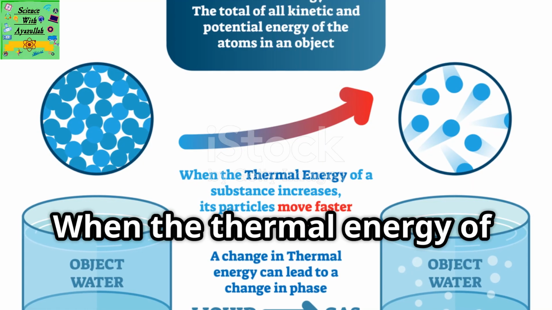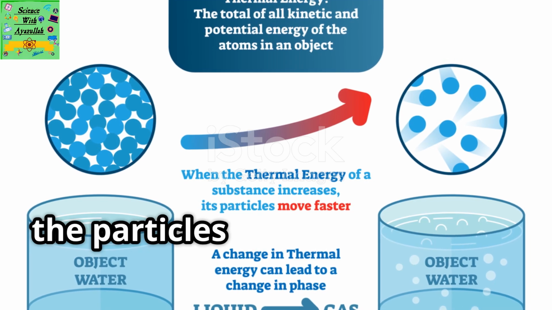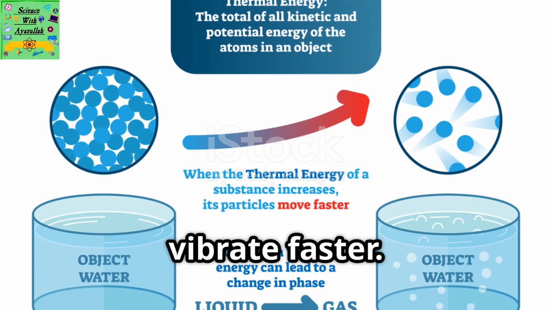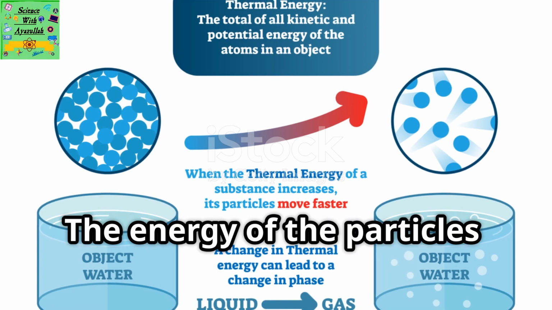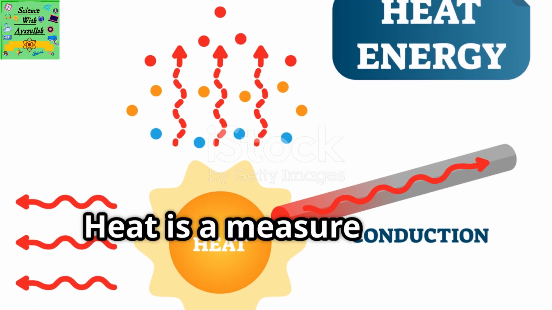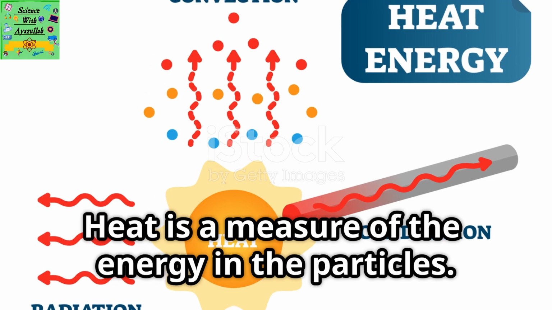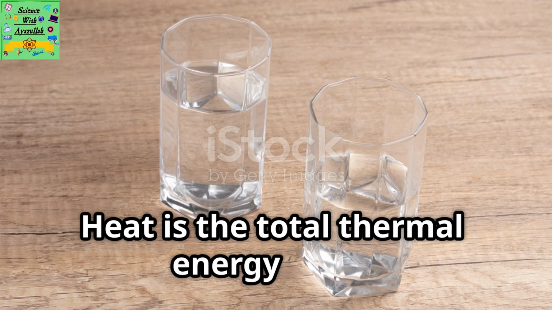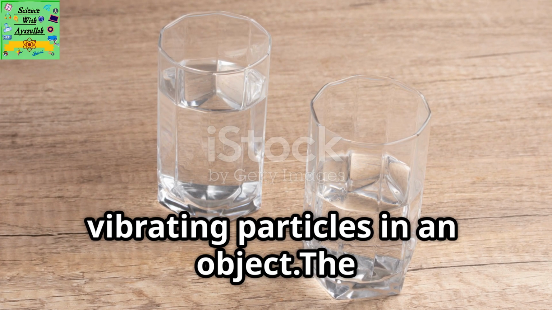When the thermal energy of an object increases, the particles in the object start to vibrate faster. The energy of the particles increases. Heat is a measure of the energy in the particles. Heat is the total thermal energy of the vibrating particles in an object.